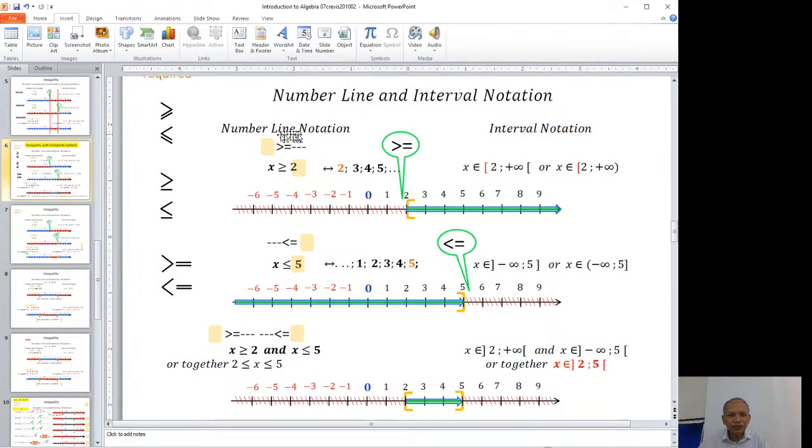We continue with number line notation, interval notation, but now we have composite symbols.